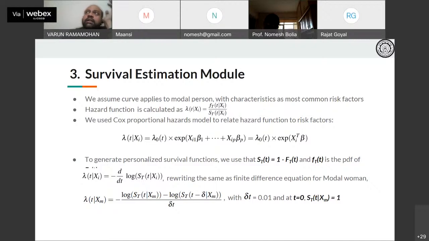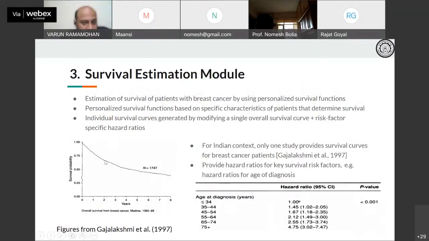There is a lot of data around risk factors associated with survival, but there isn't one single survival curve. If you look at, for example, the US and a lot of other countries, you will find a lot of data around survival based on various risk factors, even based on actionable mutations and all sorts of different things. But that data is not available in the Indian context, and that's why we had to use this single survival curve that was published, and then the published hazard ratios for survival.